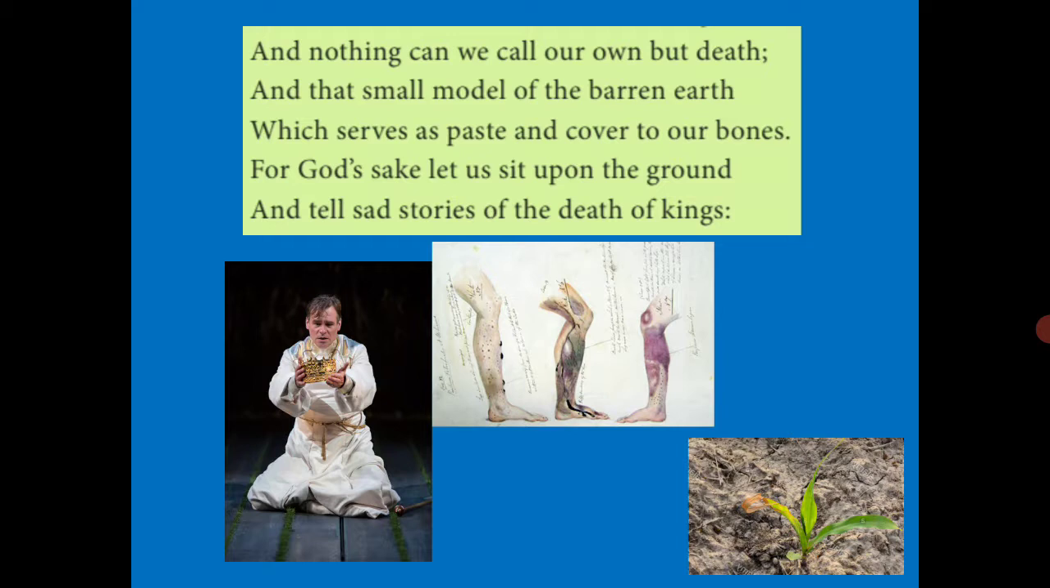And the king says like this, let us sit upon the ground. He used to sit on the throne. Kings are supposed to sit on the throne, but now in a desperate situation, the king sits on the ground and tells not good stories or happy news, but wants to tell sad stories. Sad stories of what? Of whom? Of the death of kings. How kings die. He wanted to narrate that in a sad story.